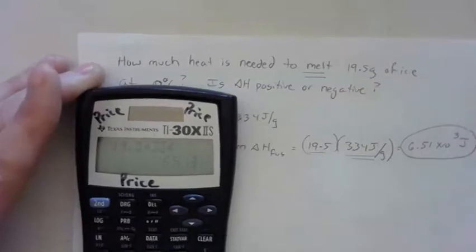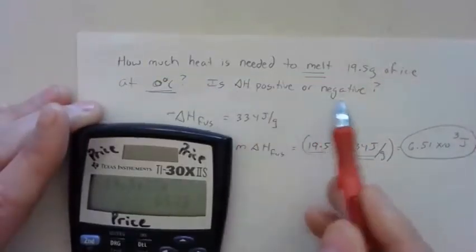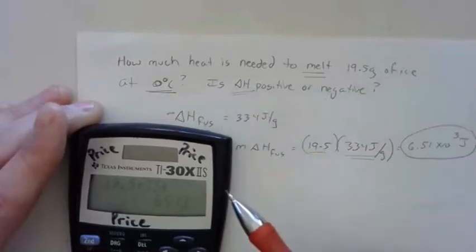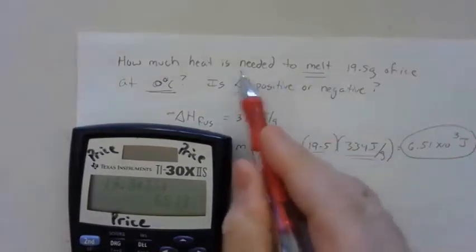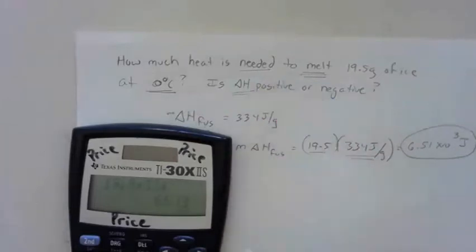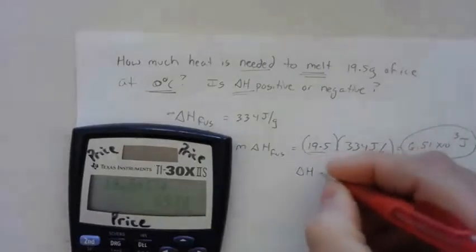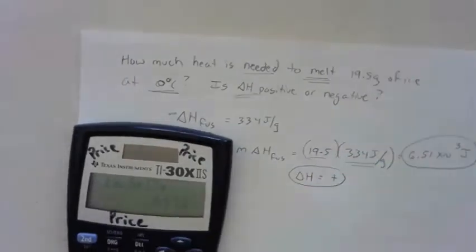Now, the second part of the question: is delta H positive or negative? Remember, delta H is the change in enthalpy, or the change in total internal energy. Since heat is needed and it's melting, those are the clues that we use to say heat is going into the system. It's an endothermic process, which means that delta H is going to be a positive change since heat is going in.